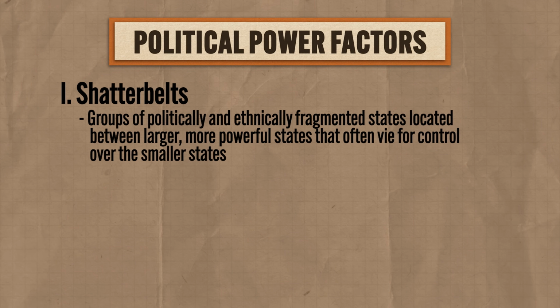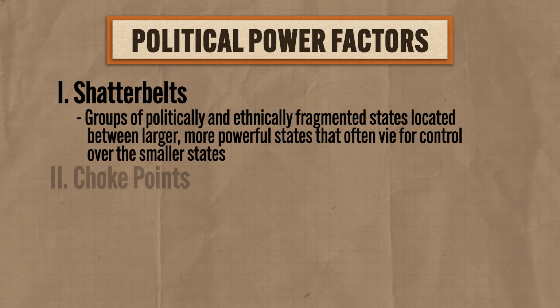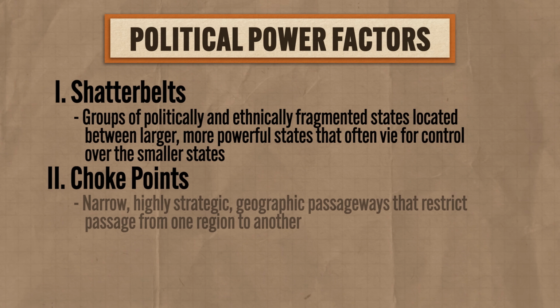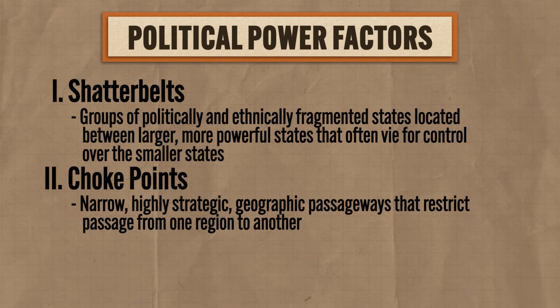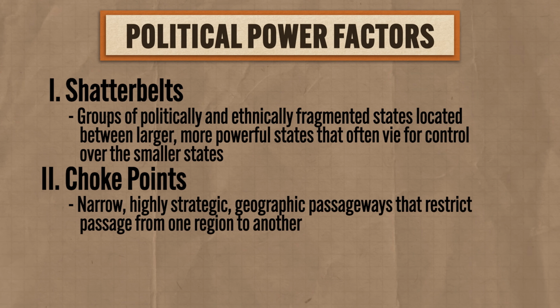Okay, now the second phenomenon that explains the spatial distribution of political power is the presence of choke points. Now, by definition, these are narrow, highly strategic geographic passageways that restrict passage from one region to another. And because controlling these choke points can be a source of enormous economic gain, states battle over control of these territories, and I'll introduce you to two of these by example.